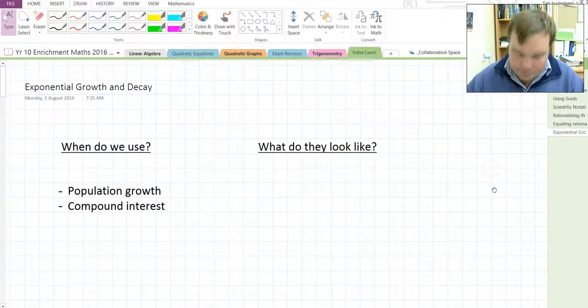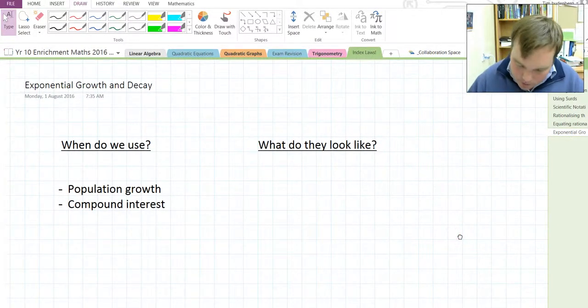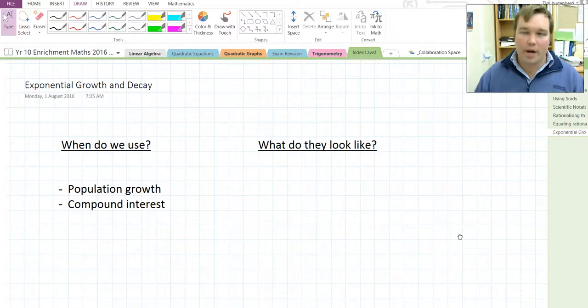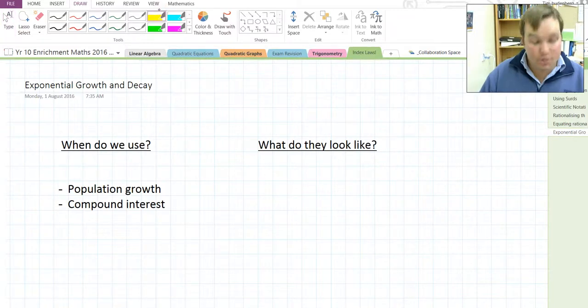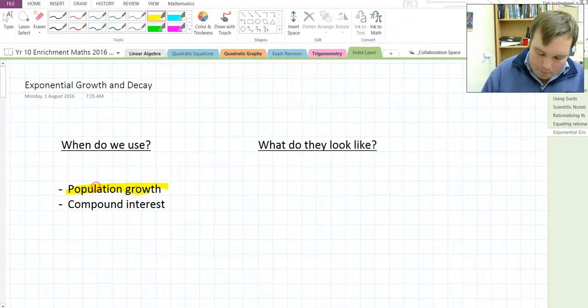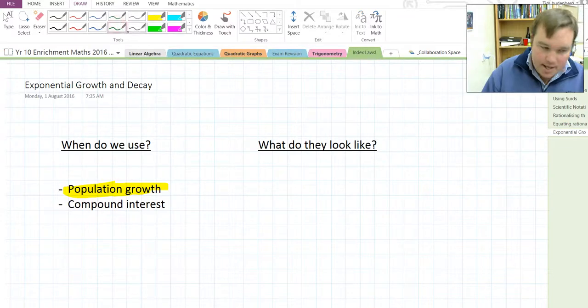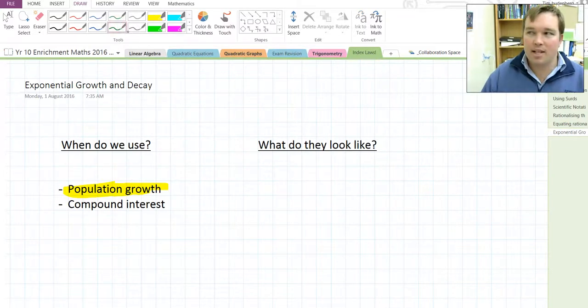On growth and decay. Hope you're all sitting down taking notes. This will just be a broad overview, and we'll go through many more examples in class.